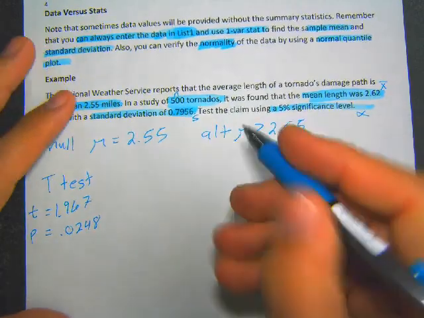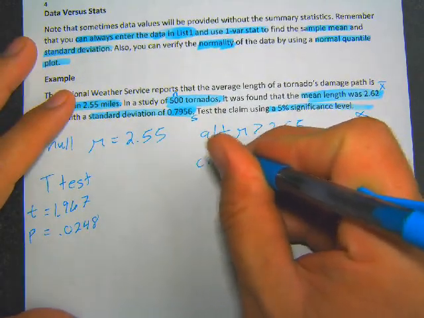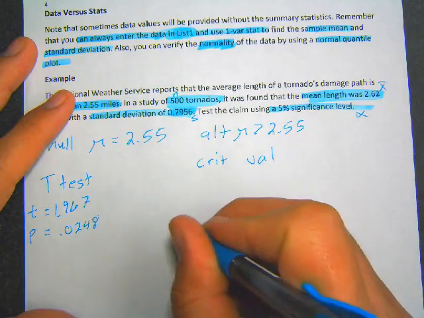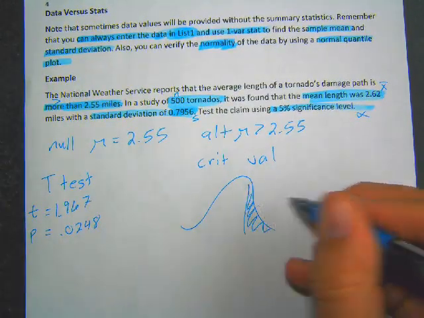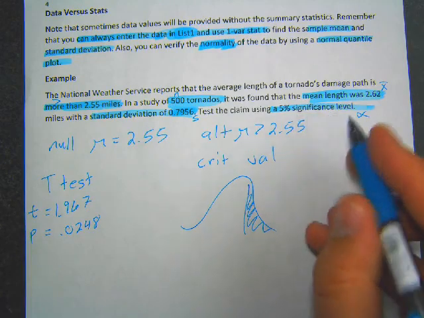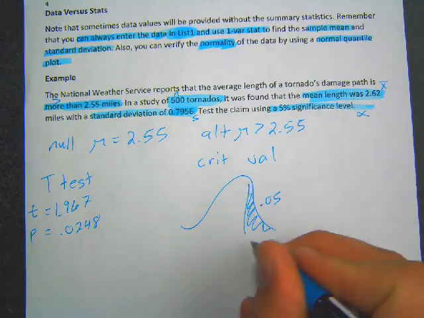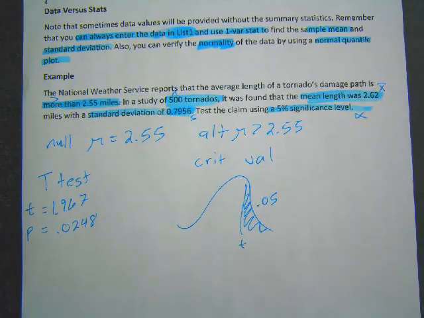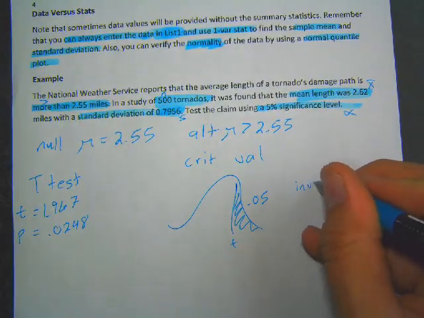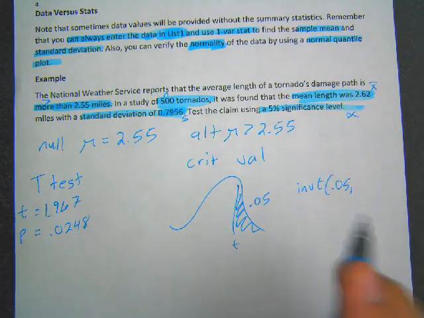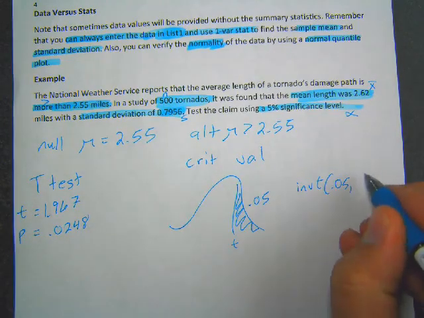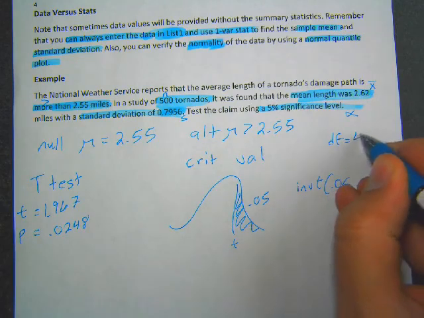I want to do the critical value method. Think about my distribution. Since I'm doing a more than, I'm just going to have one tail. This tail needs to have the 5% significance, so 0.05 in this tail. We're looking for the t-score that does that. So again, we're going to do inverse t with that 0.05 is what we want in that tail. And then because the sample size is 500, the degrees of freedom would be 499.